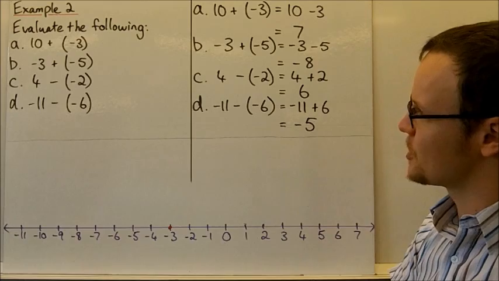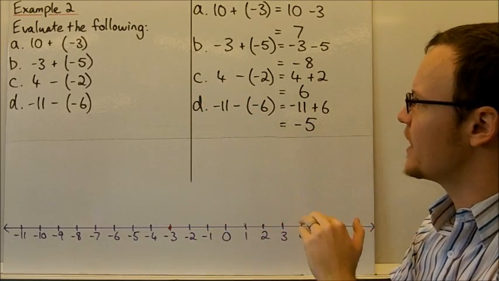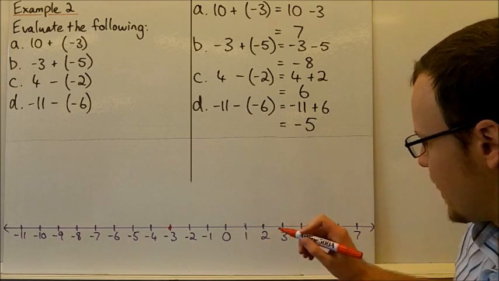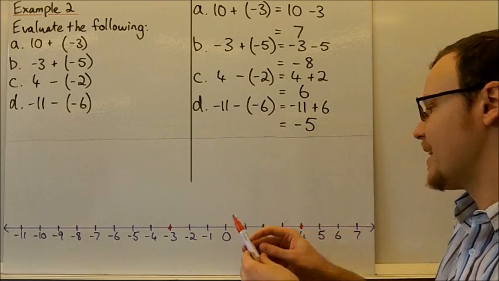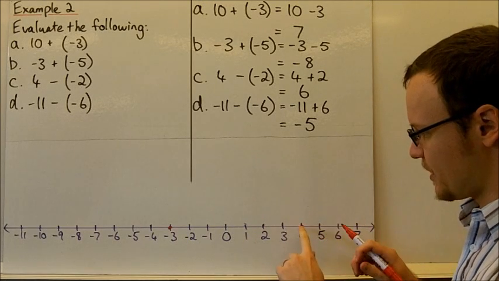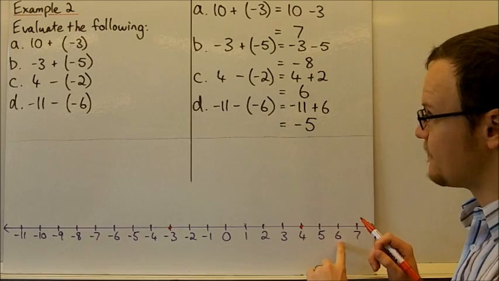Next one, part C, starting at 4, take away negative 2. Taking away, we normally move in this direction, but because we're taking away a negative, it counteracts it and we go in the opposite direction. So that's the same as adding 2 to get 6.